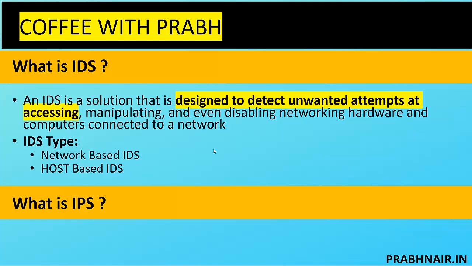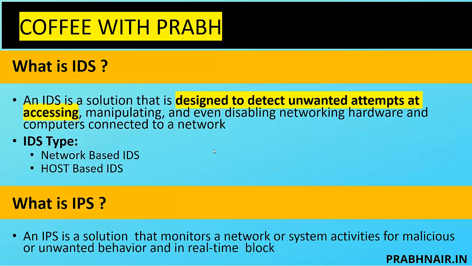What is IPS? IPS is basically a solution that monitors network or system activity for malicious or unwanted behavior and blocks it in real time. So the thin line difference between IDS and IPS is that IDS basically detects the intrusion. It works in out-of-line mode. And IPS blocks the intrusion. It works in inline mode.